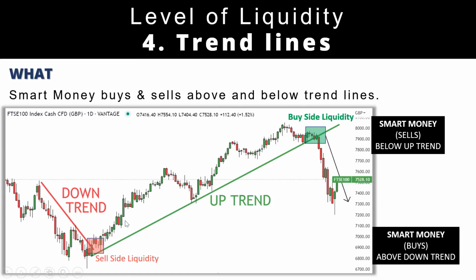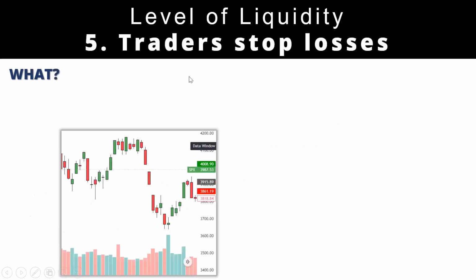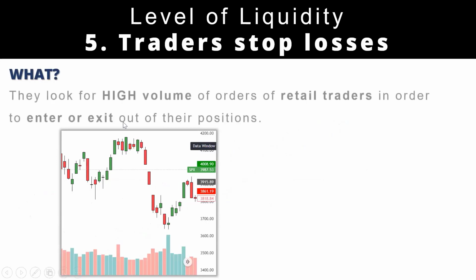Buy-side liquidity at the top, sell-side liquidity at the bottom. It's just a way to remember. So remember BS. Then we have the fifth level of liquidity, and that is the traders' stop losses. So they look for high volume orders of retail traders in order to enter or exit out of their positions.